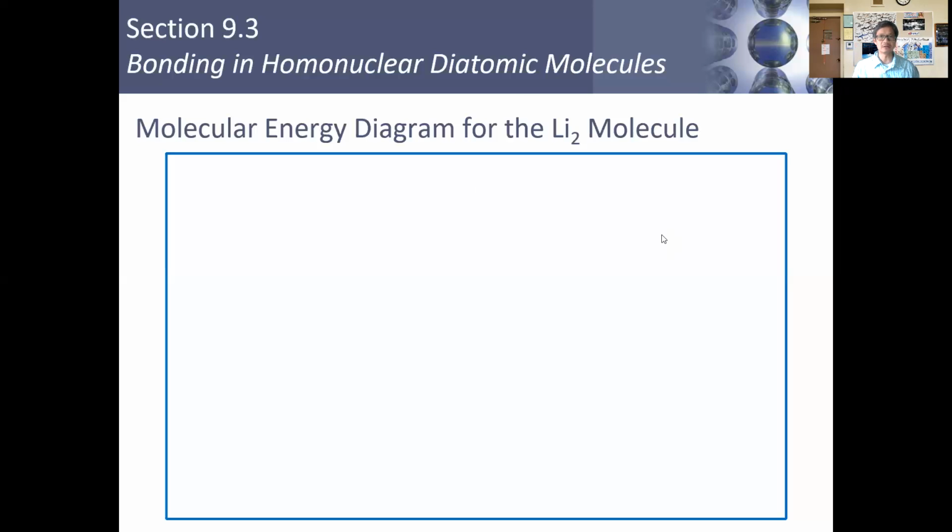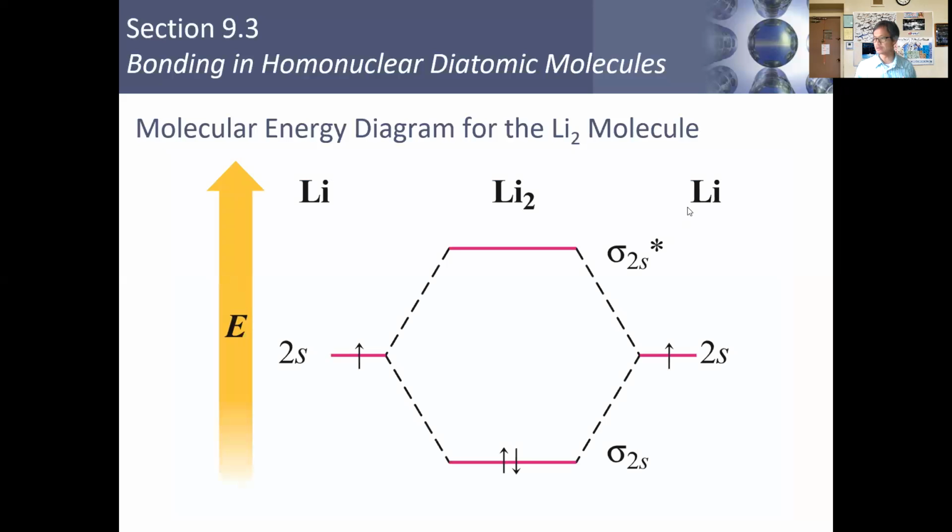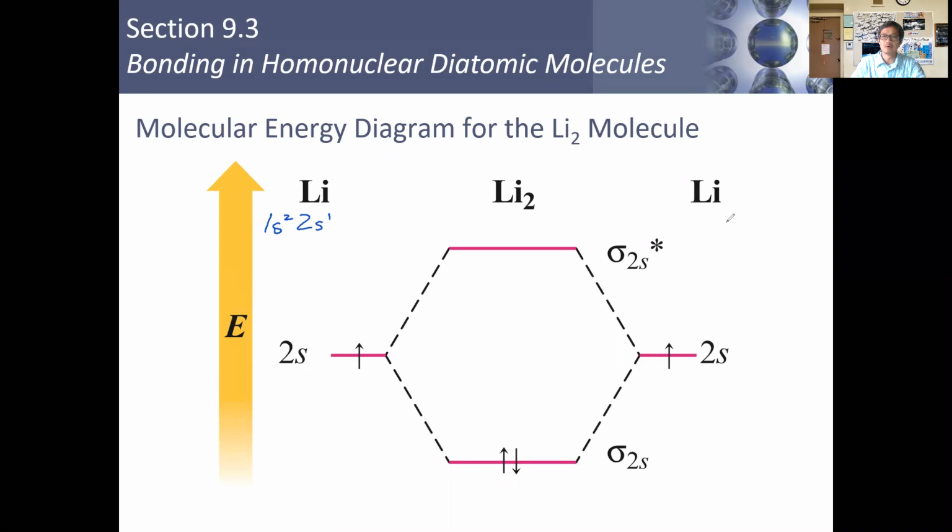So we did lithium yesterday. Let's take a look at this here. Remember, each lithium has three electrons that we have to account for, so let's write out the electron configuration for each one of these first. For each lithium, it's going to be 1s2, 2s1.